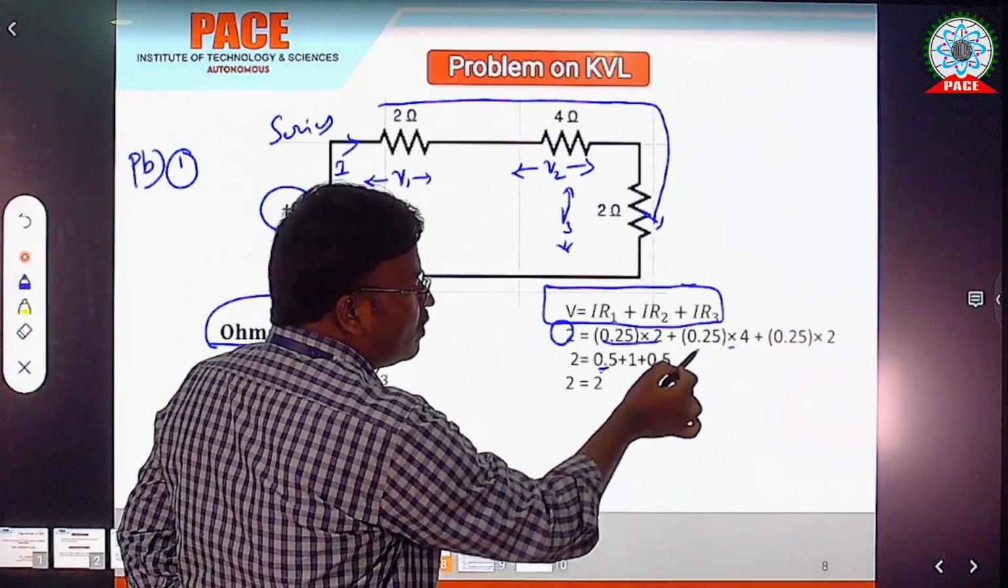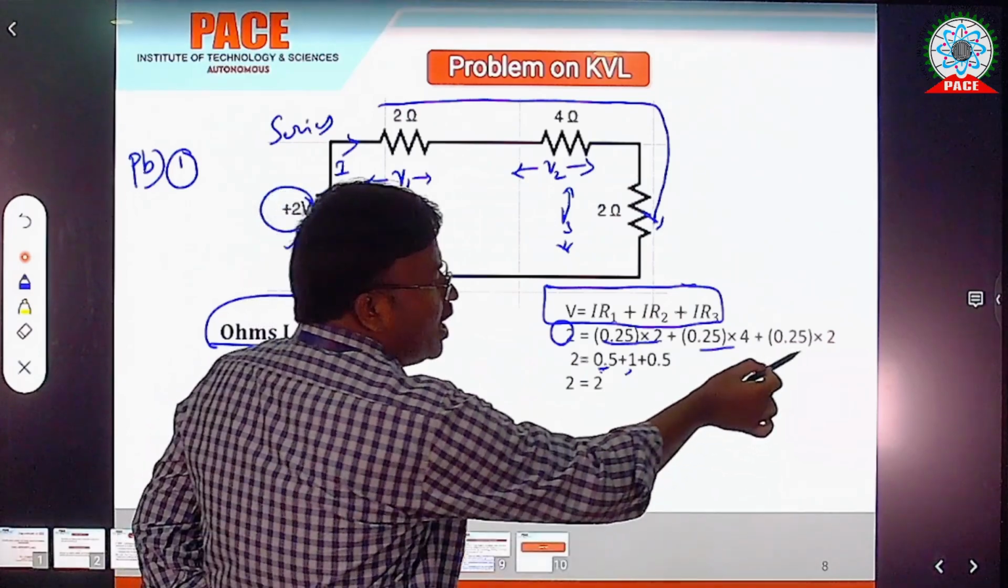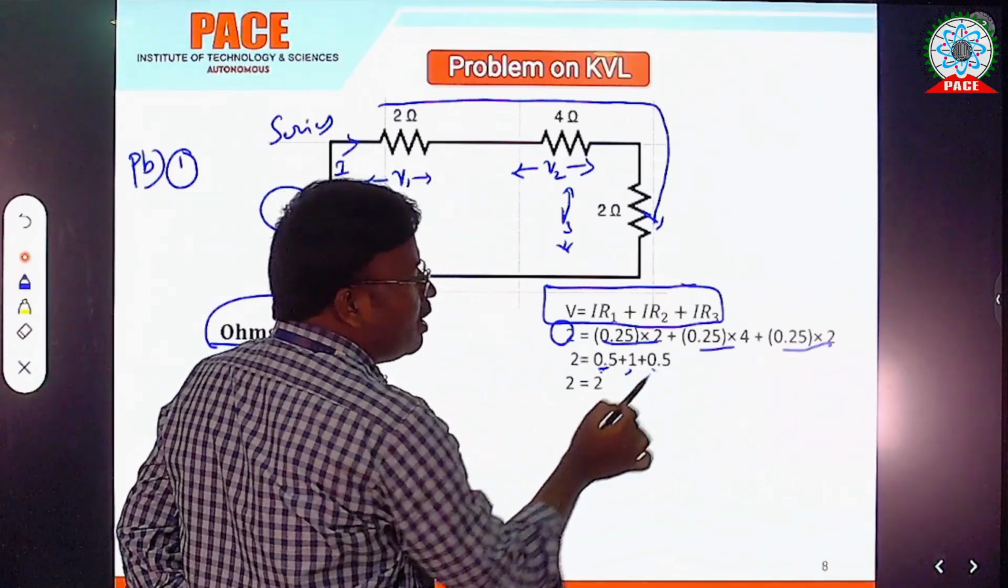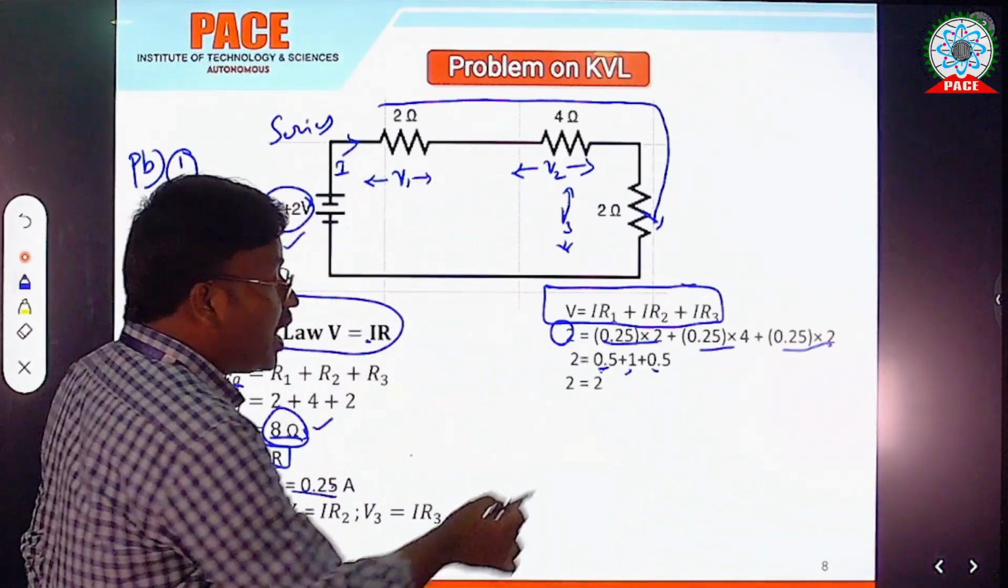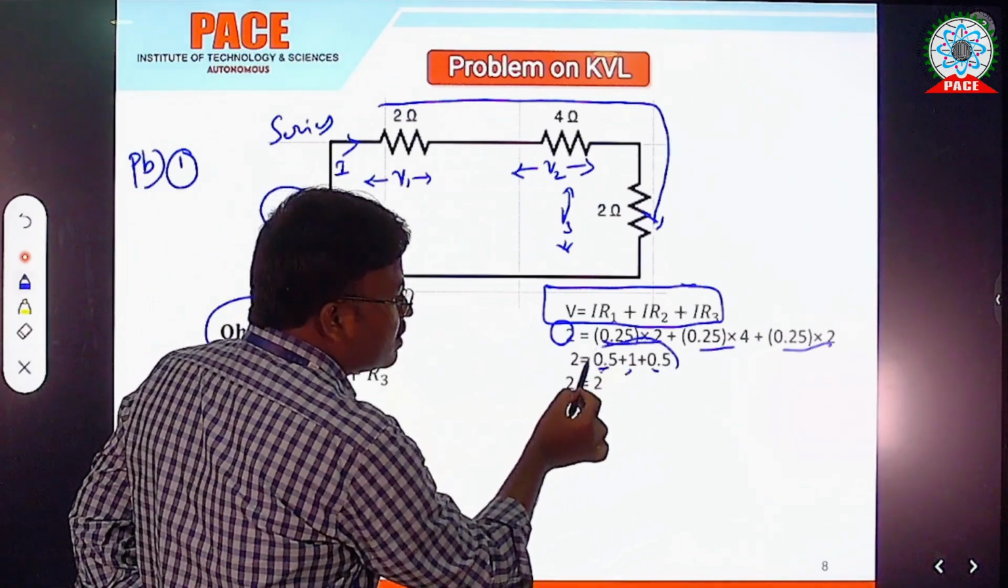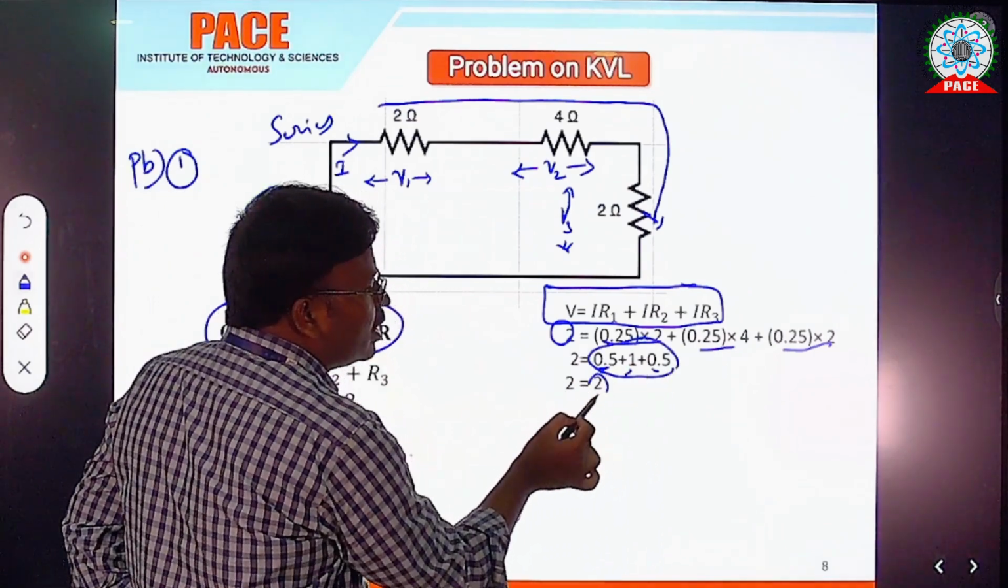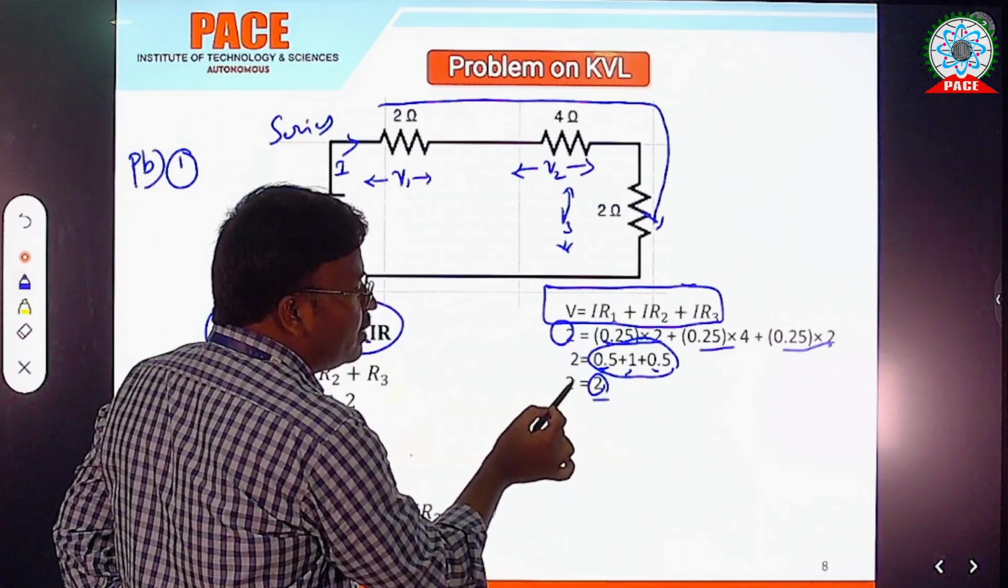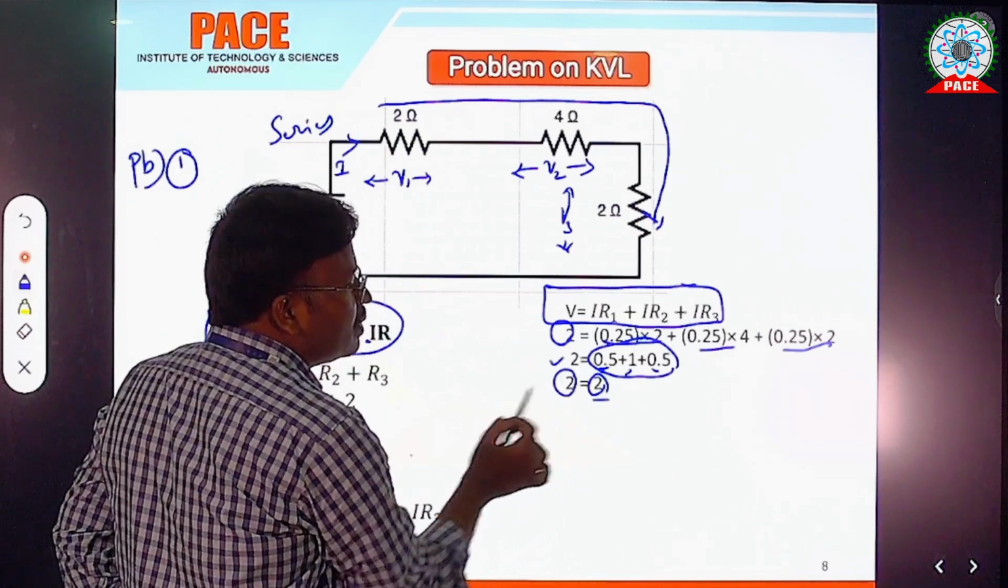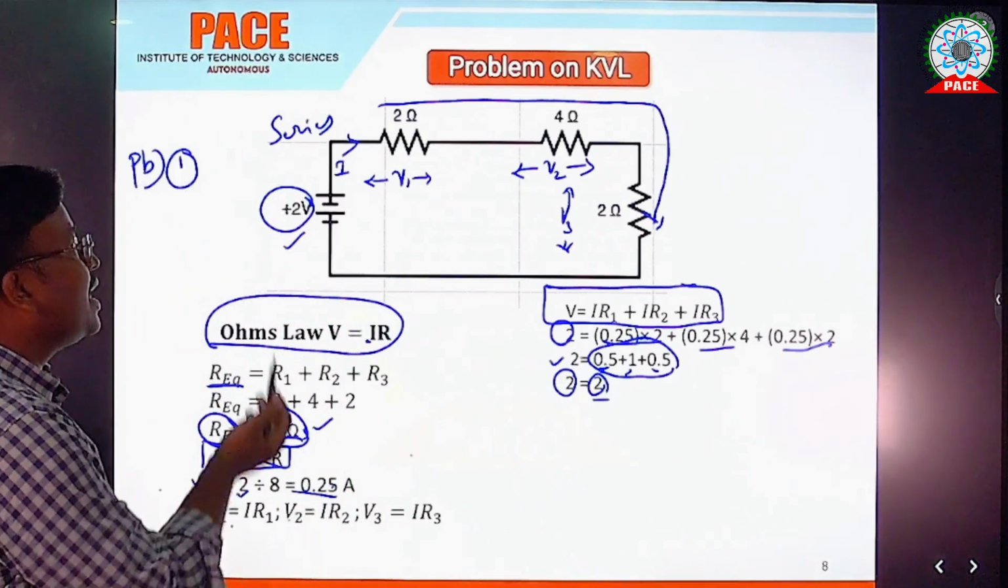If we add all these drops, we will get 2. That is equal to the applied voltage. So the KVL statement is satisfied. The potential rises equal the potential drops in a closed circuit.